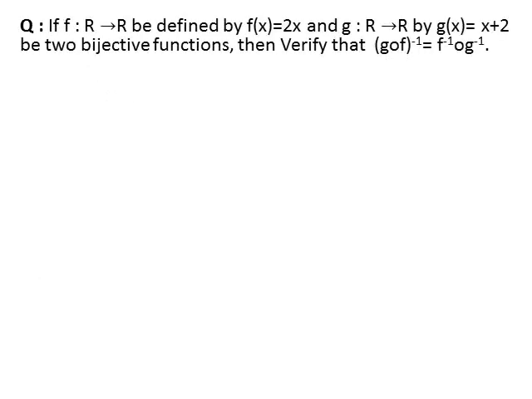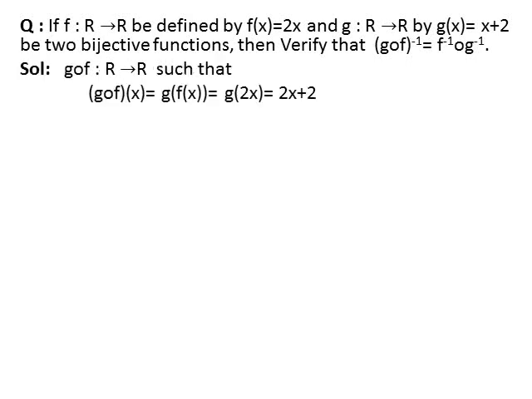Moving to the next question. In this question, f and g are two bijective functions, and we have to verify that inverse of g of f is equal to f inverse of g inverse. As f and g are both defined here from R to R, g of f is also defined from R to R, such that g of f(x) equals g of 2x, and that is equal to 2x plus 2. Now we check that g of f is one-one and onto.